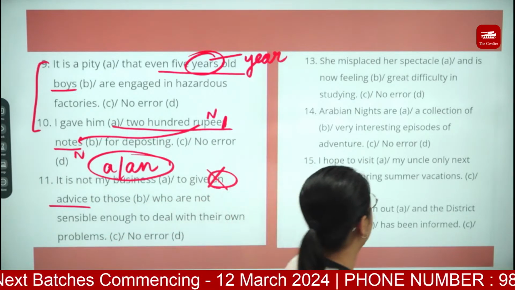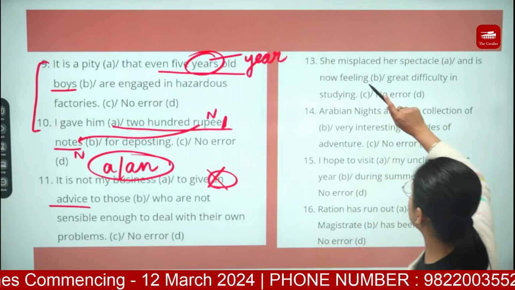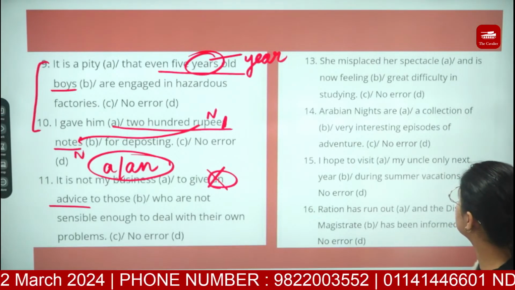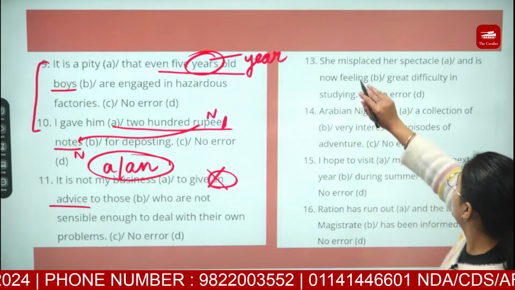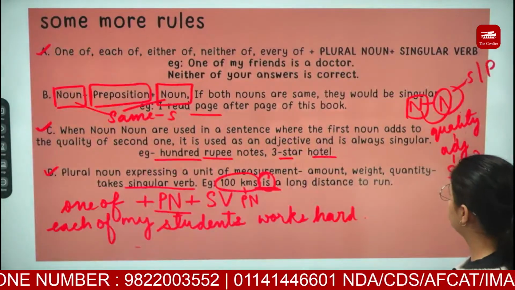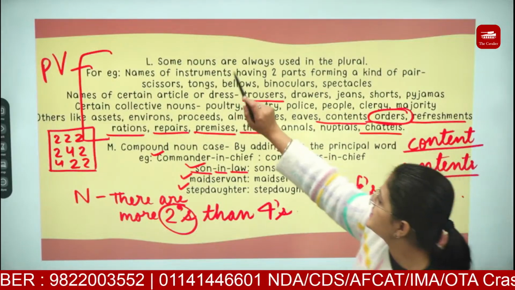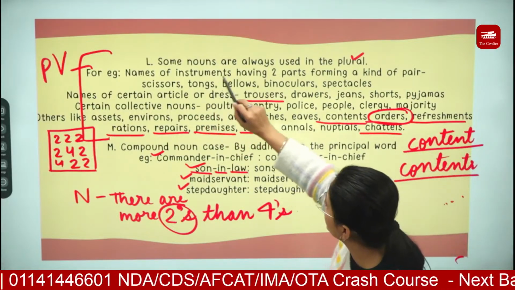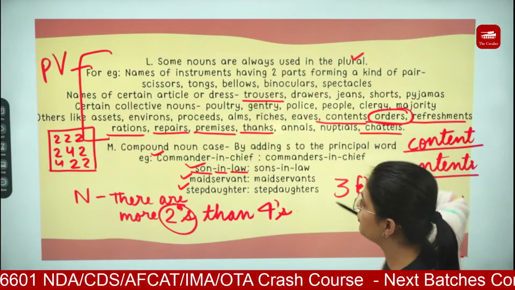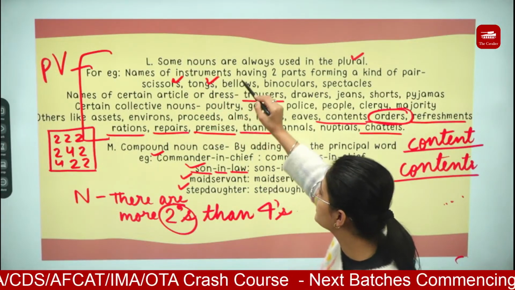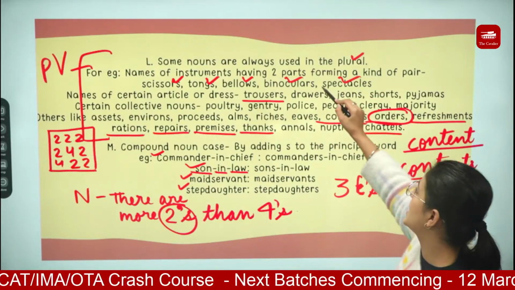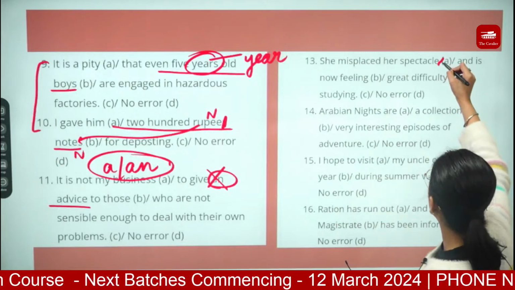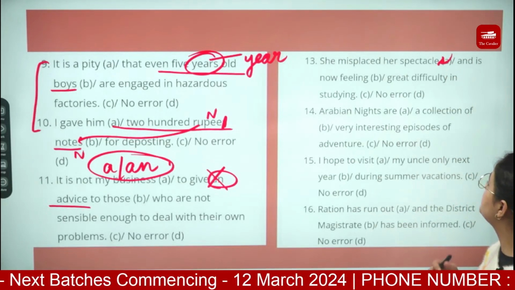Okay. Next. She misplaced her spectacles and is now having difficulty studying. Okay. As I told you, back again, there are some nouns that are always plural. Now, those having two parts, from sound of pair, those songs, those binoculars, spectacles. So it is going to be spectacles, not spectacle.